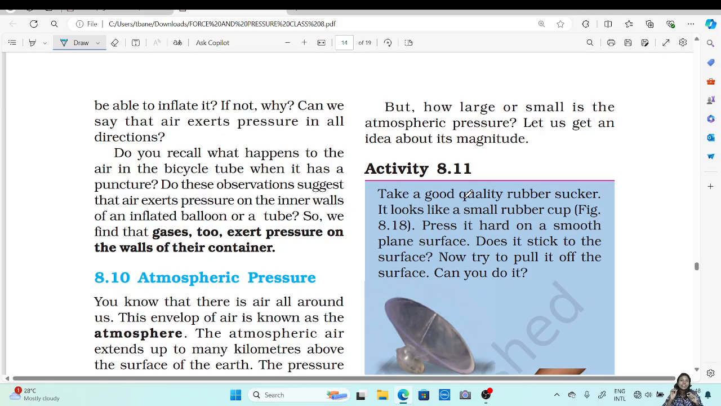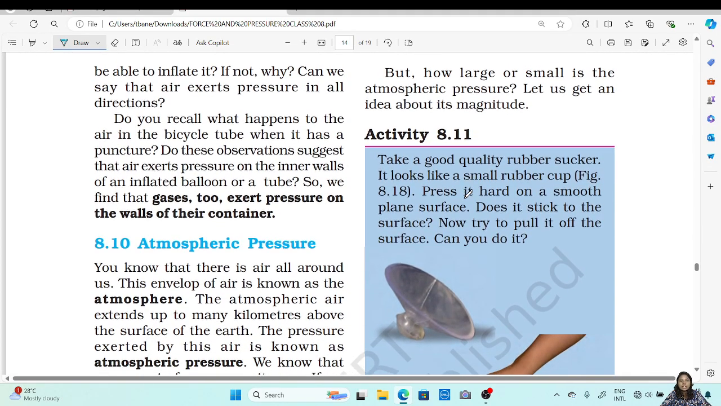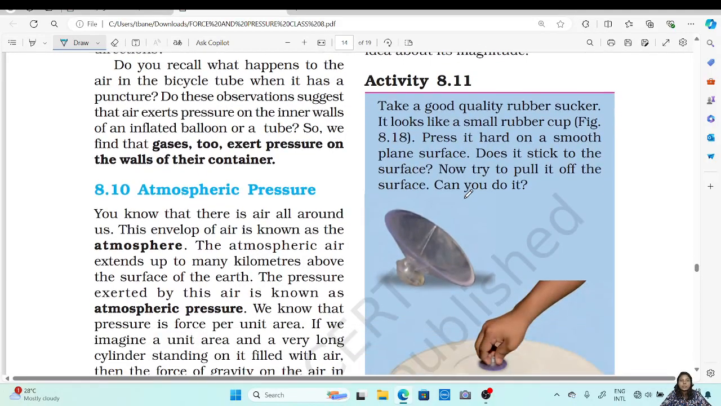So when there is a hole in the balloon, say on the right side, will the balloon grow on the left side? No, it won't grow. Why? Because there is equal pressure on all sides, and therefore the pressure is being released from that one hole, and due to that the balloon won't inflate. Do you recall what happens to the air in the bicycle tube when it has a puncture?